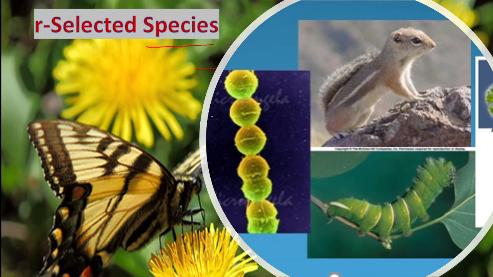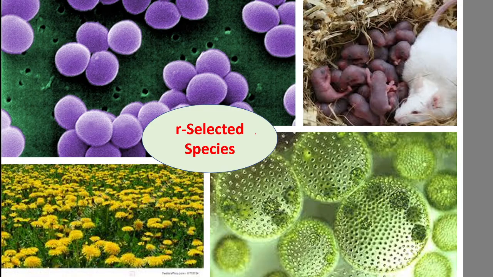R selected species, examples you can see here. You can see some insects, a flower, algae, and some bacteria. Here some flowers are seen, dandelions are shown, bacteria are shown, some rodent is shown, as well as algae. So these are all the examples of R selected species.